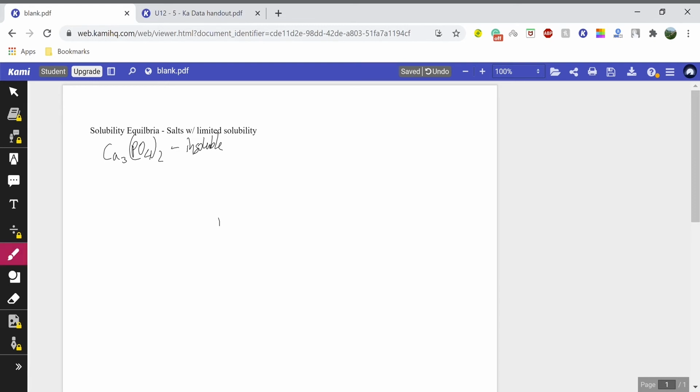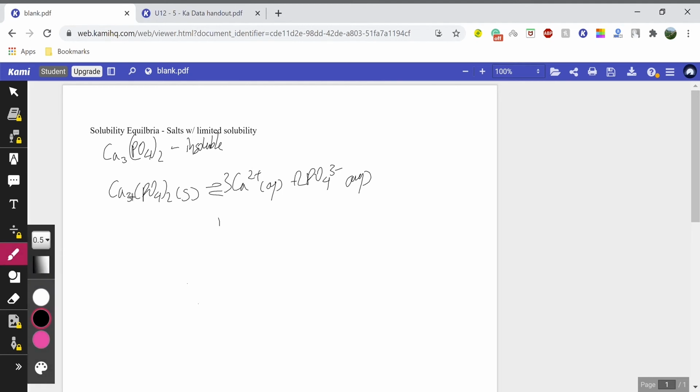So what's going to happen is this salt, Ca3(PO4)2 solid, is going to form 3 Ca2+ aqueous plus 2 PO4 3- aqueous. Very small amounts of calcium phosphate will dissolve in water, and it will form Ca2+ and PO4 3- ions. Alright, so far we've learned a lot of K's like Keq, Ka, Kb, etc.